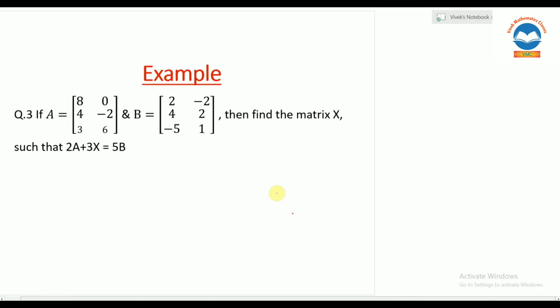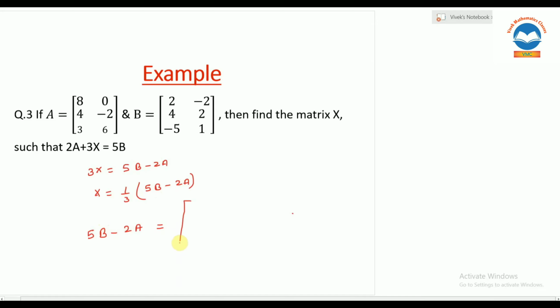Here we have been given an A matrix and a B matrix. Both are of same order, 2 cross 3. Then find the matrix X such that 2A plus 3X will be 5B. We need to find X matrix; A and B we have been given. So first of all, here we will write X as a function of A and B. So from here 3X, what can we write? 3X will be equal to 5B minus 2A. So what will be our X value? X will be 1 by 3 into (5B minus 2A). So first of all, what we will do? First of all, we will find 5B minus 2A.